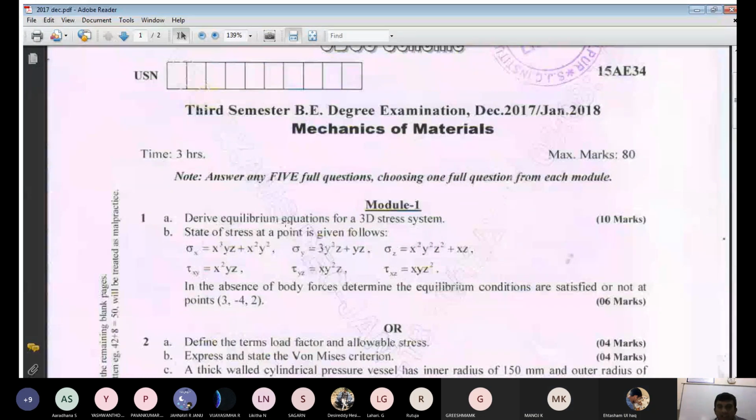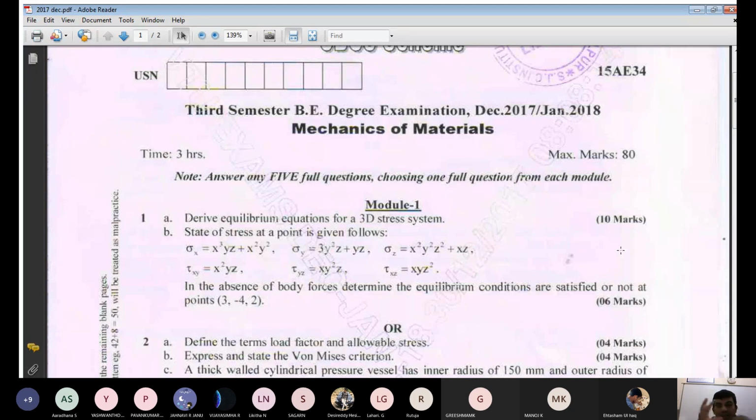Question number 1A. Derive the equilibrium equation for a 3D stress system. Now you see that 10 marks are asked here. It means first you write the 3D element, what is that? A cuboid. There is a three-dimensional element, a cuboid.